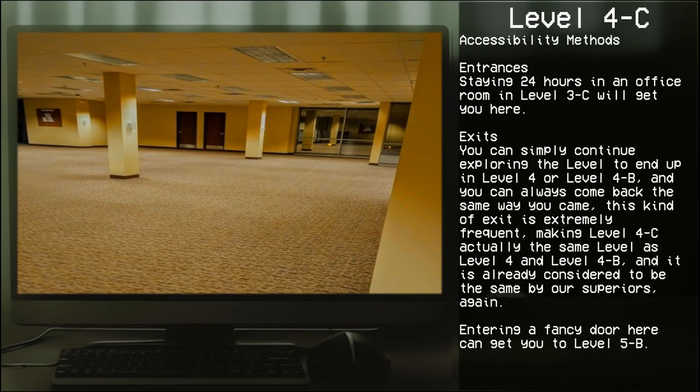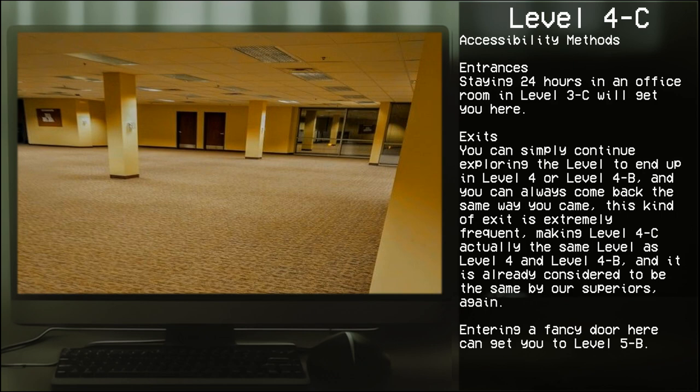Accessibility methods. Entrances. Staying 24 hours in an office room in Level 3C will get you here. Exits. You can simply continue exploring the level to end up in Level 4 or Level 4B, and you can always come back the same way you came.